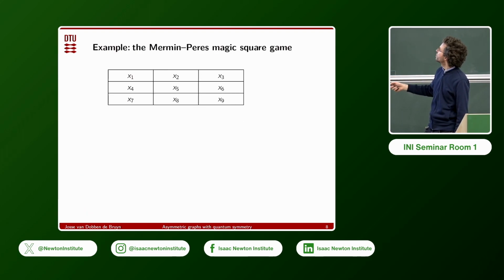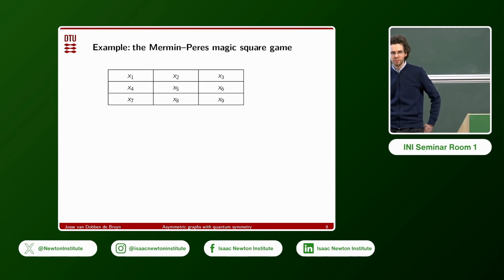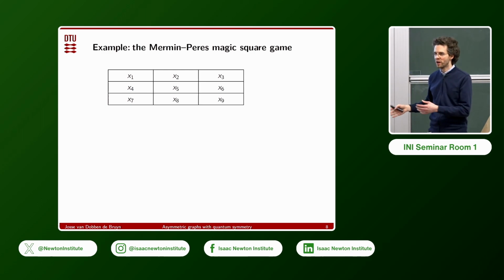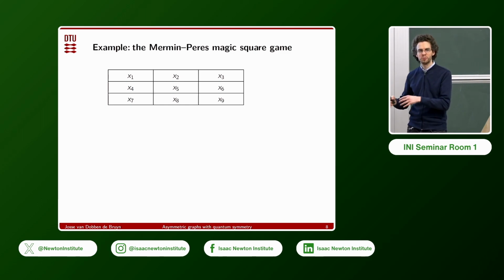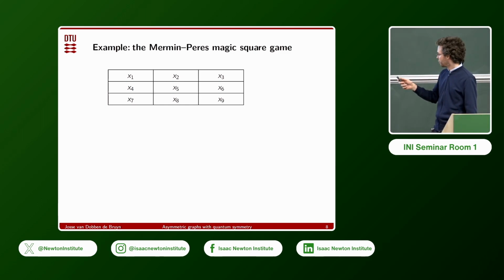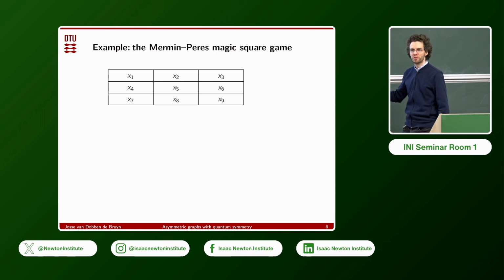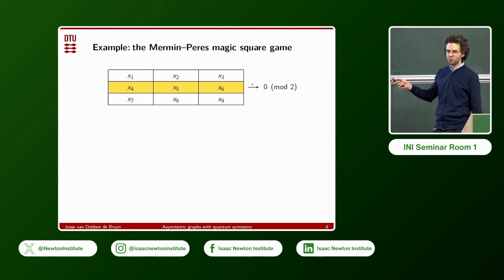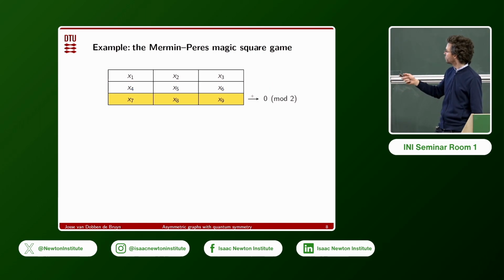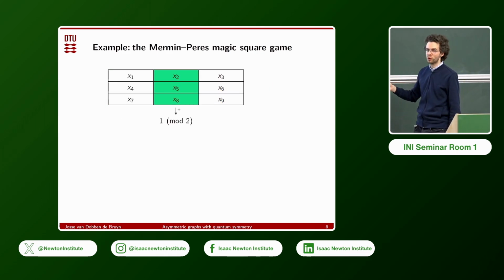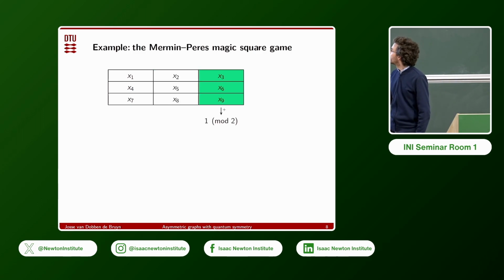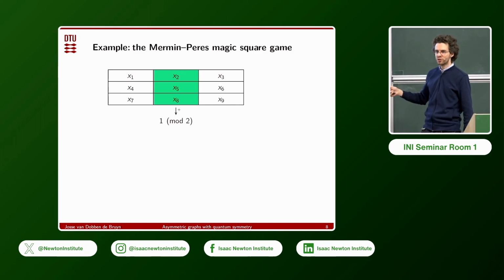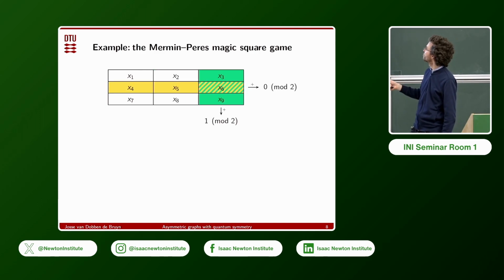So a well-known example is the Mermin-Peres magic square game. This is an example of a non-local game where you have no perfect classical strategy, but there's a perfect quantum strategy. Here we have a grid of 9 variables, let's say binary variables, 0, 1, and we want to make an assignment to the variables such that the variables in each row sum to 0 modulo 2, and the variables in each column sum to 1 modulo 2. Classically this is impossible, but then it turns out that there is a quantum strategy for this.